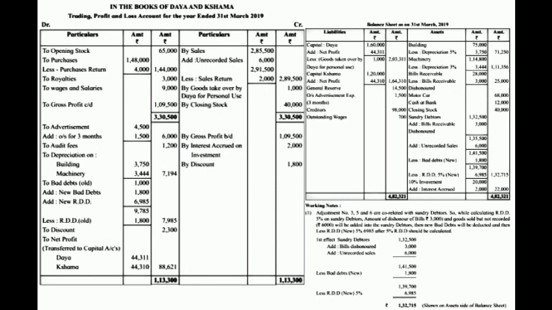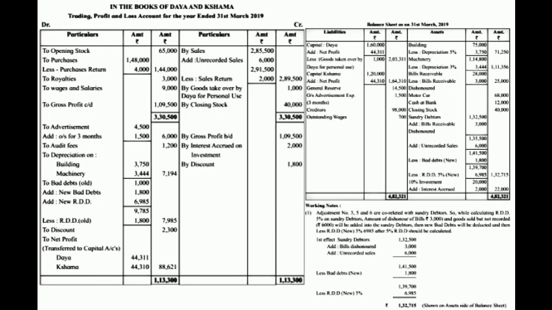So we will discuss adjustment number 1 first, that is closing stock. Closing stock we always write on the trading account credit side as the first effect, and the second effect we always write on the asset side, closing stock. So we will have two effects for this.